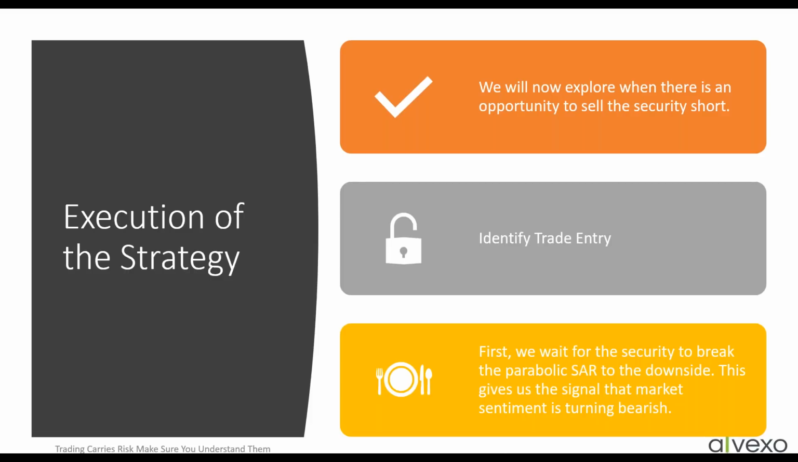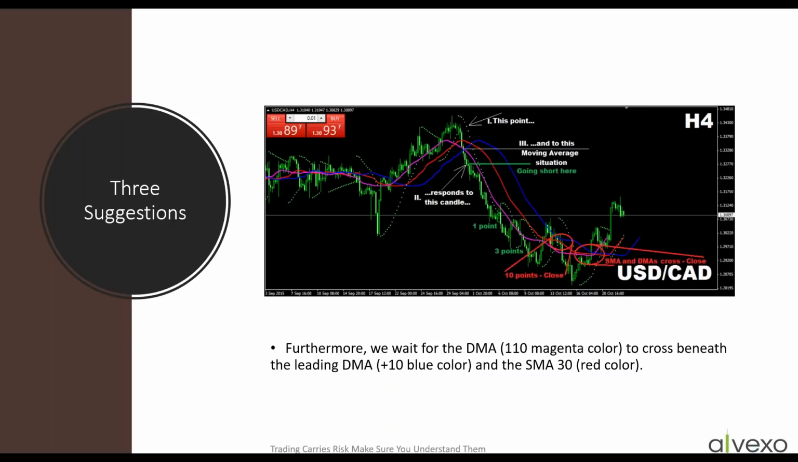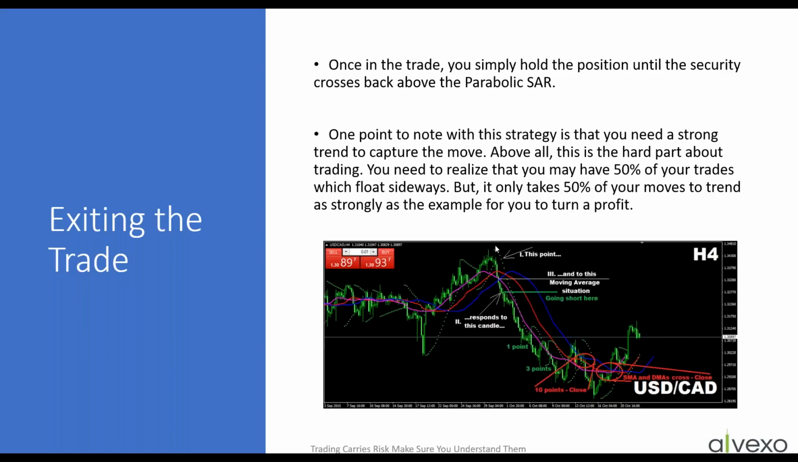We will now explore when there is an opportunity to sell the security short. So identify the trade entry. First, we wait for the security to break the parabolic SAR to the downside. This gives us a signal that the market sentiment is turning bearish. Then we wait for the cross beneath the DMA. Okay, so we would wait for one to cross the other. And once in the trade, you simply hold the position until the security crosses back above the SAR.